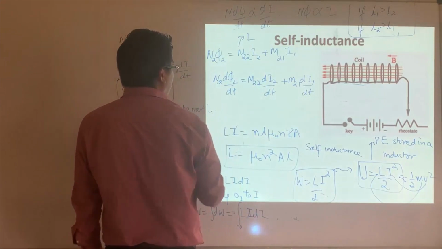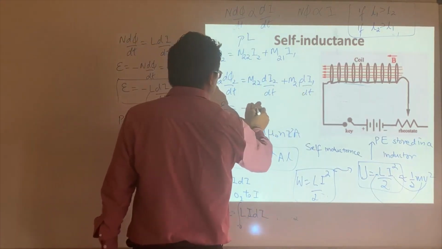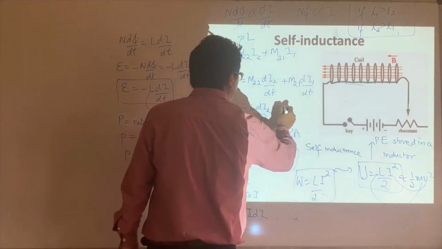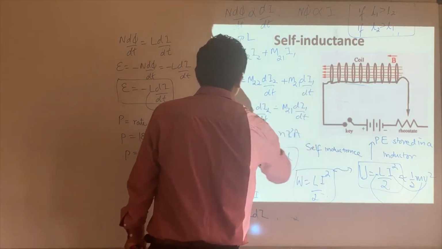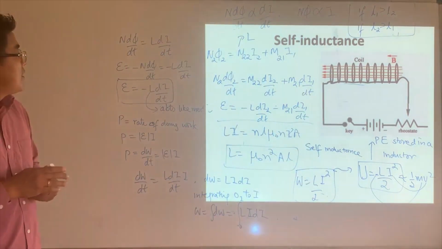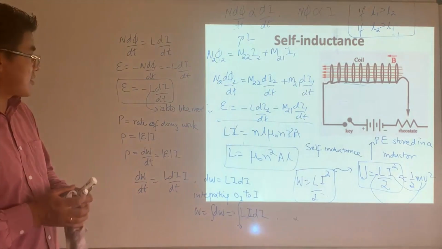So the EMF induced is going to be minus L dI by dt, minus M21 dI by dt. This is for mutual inductance. Alright, so this is what we talk about with self-inductance as well as mutual inductance.